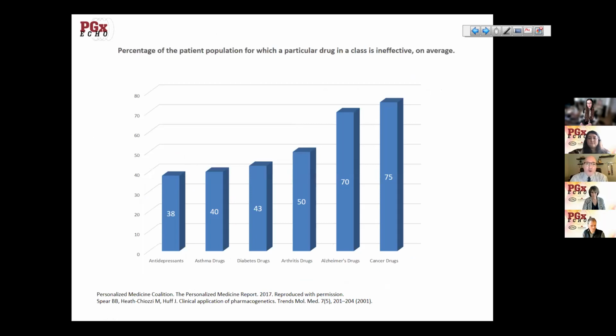So this figure shows the percentage of patient population for which a particular drug is ineffective, and this is on average. Now, this data is a little bit old, but I think these numbers are still pretty close to what they are. So we see on the x-axis antidepressants, asthma drugs, diabetes drugs, arthritis, Alzheimer's, and cancer drugs, right? And we see then the percentage of individuals on average that don't respond to medication within a given population that receives those medications. So we see a significant number of individuals who don't respond. And again, that puts us down the path of trial and error. If they don't respond, what are the consequences of that?